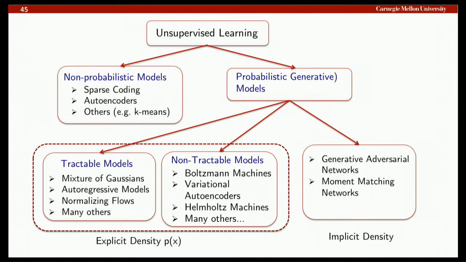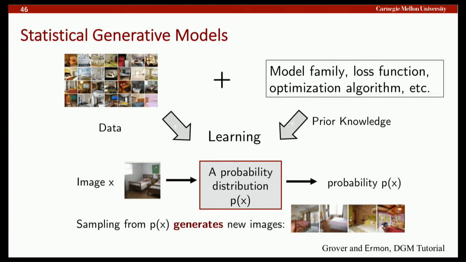But the idea behind building these statistical generative models is that you have some data, think of it as images, you have some model, perhaps some prior knowledge, and then you're trying to model the probability distribution of the data. So you have an image, and you get the probability of that image. Right, and so the idea is that now if we sample from our P, we can generate new images. So that's kind of the setup.